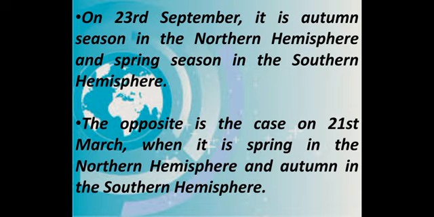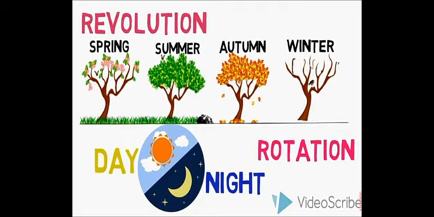Thus, we can say that the revolution causes changes in season, that all the seasons, that is spring, summer, autumn, winter, all this happens due to the revolution of the earth, while rotation of the earth leads to the changes in day and night.